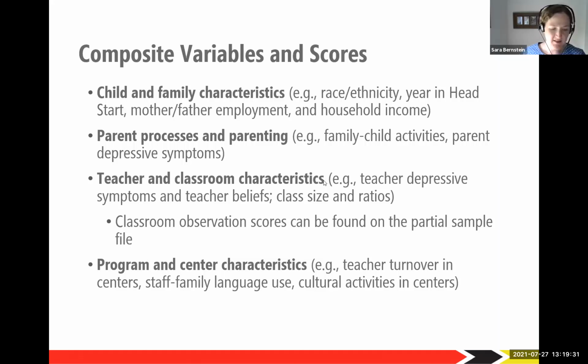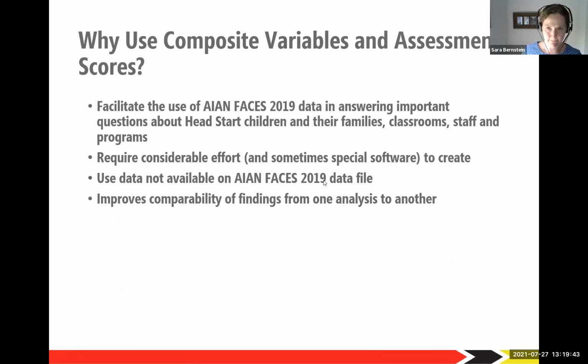Program characteristics would include things like teacher turnover within centers, match between teacher and family language use. Okay, so why use composites? Again, all of this is in chapter 7, which is an enormous chapter of the user's manual. It will tell you all about the composite variables and assessment and TCR scores.